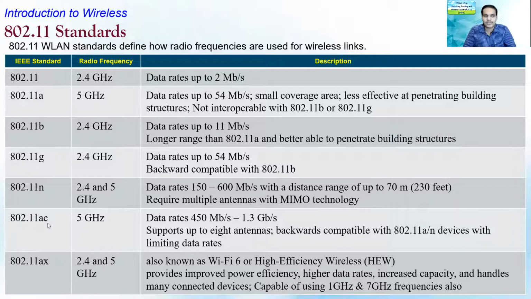Then the two new ones: 802.11ac, which works in the 5 gigahertz band, with data rates between 450 Mbps and 1.3 Gbps. It supports up to 8 antennas and is backward compatible with 802.11n devices, with limited data rates. 802.11ax, also called Wi-Fi 6 or High Efficiency Wireless, HEW, provides improved power efficiency, higher data rates, increased capacity, and handles many connected devices. It is the only standard capable of using the 1 gigahertz and 7 gigahertz frequencies also. It currently works in both the 2.4 and 5 gigahertz bands as well.